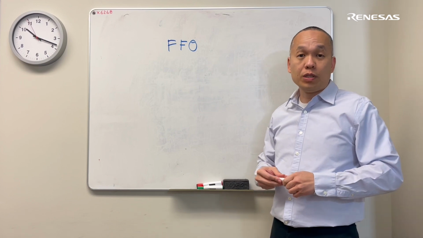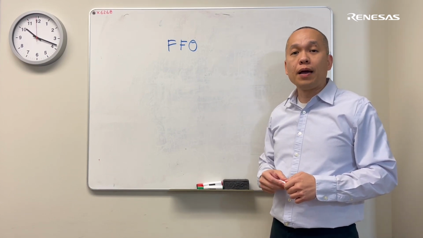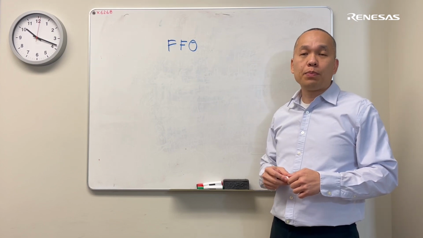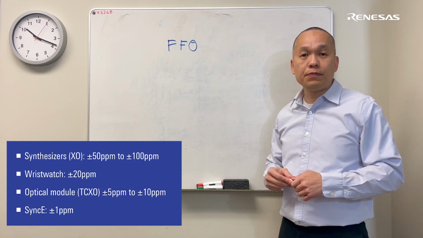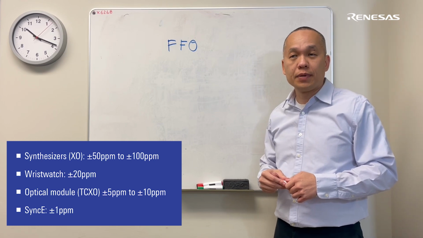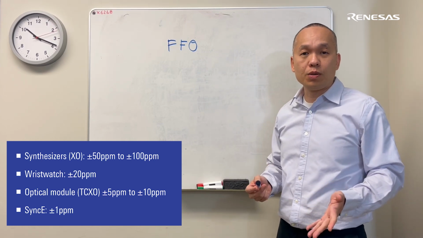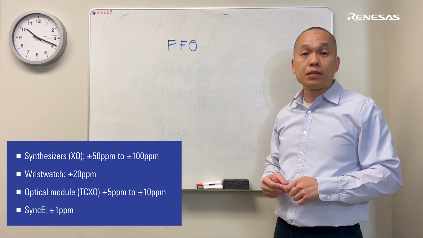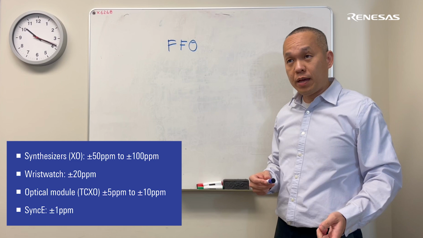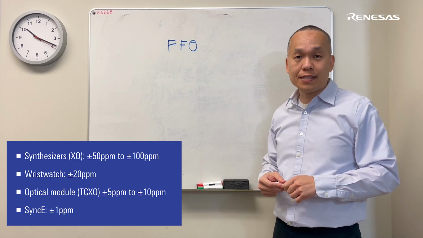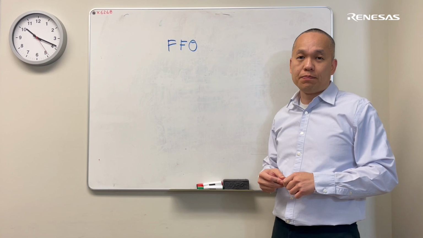So naturally, we'd like to know about the stability of a signal or how much it drifts over time. Take, for example, a crystal. A crystal can drift about plus or minus 50 ppm over its lifetime. Something even more accurate than that would be a TCXO or OCXO, which can drift by plus or minus 5 ppm over the lifetime. Even more accurate than that would be like a sync signal, which is plus or minus 1 ppm over the lifetime.